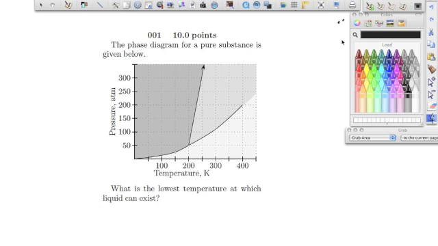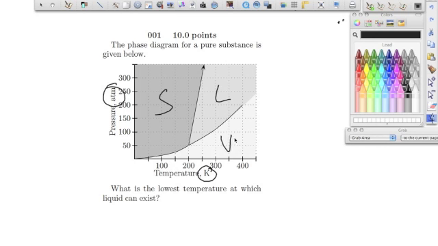All right, guys, number one of our test review for the solids, liquids, enthalpy, and specific heat. On this one, it says the phase diagram for a pure substance is given below. Whenever we look at a phase diagram, it involves pressure in atmospheres and temperature in Kelvin. What we see are the three states of matter: a solid, a liquid, and a vapor.